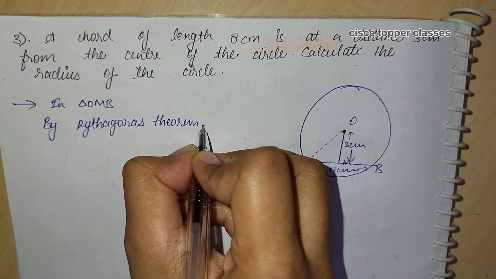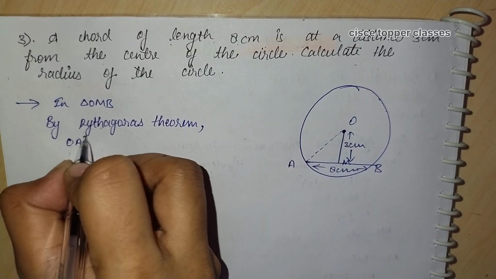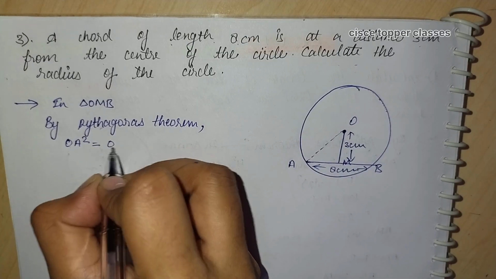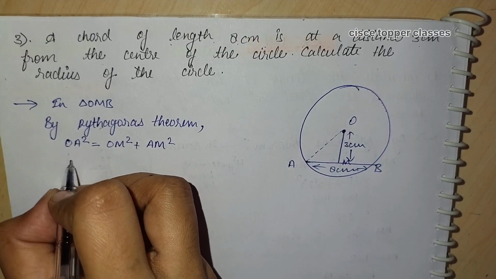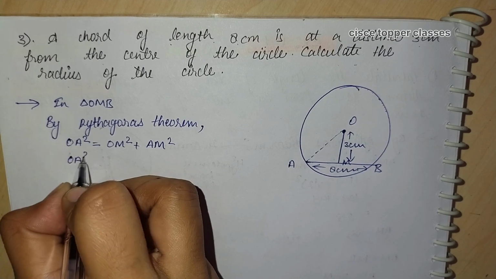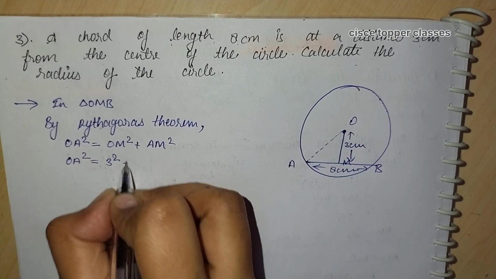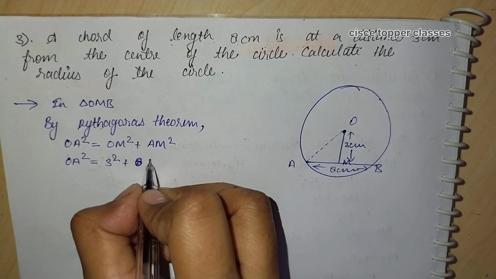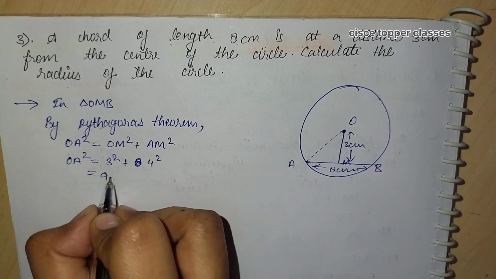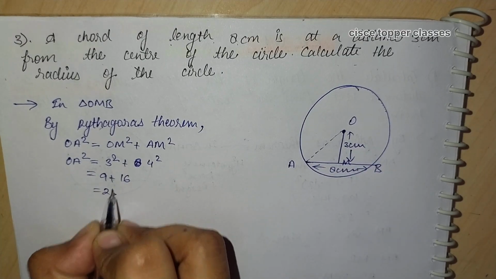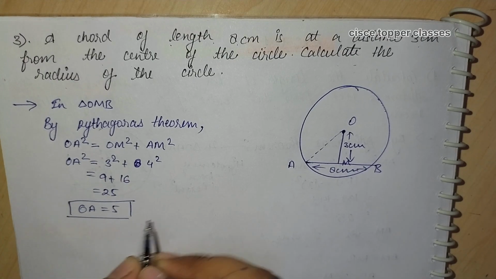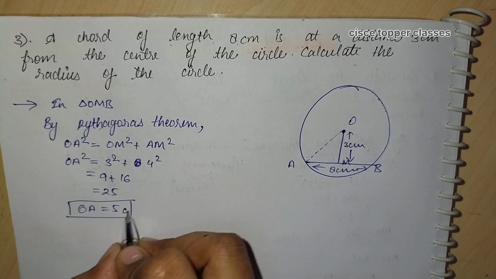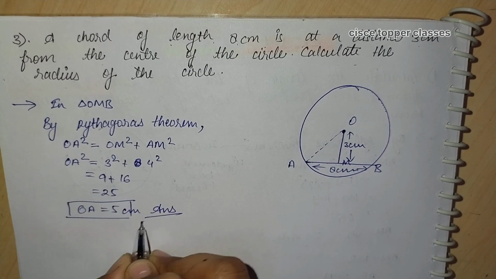We can simply take OA square, hypotenuse square, is equal to OM square plus AM square. We will put the value, so it will be OA square is equal to 3 square plus 4 whole square. So 9 plus 16 is equal to 25. We will take the square root, so it will be 5. So the value of the radius here is 5 centimeters. So this is the final answer in this question.